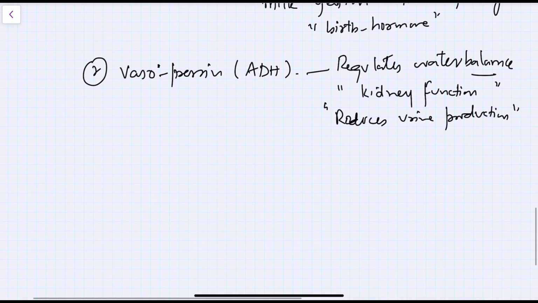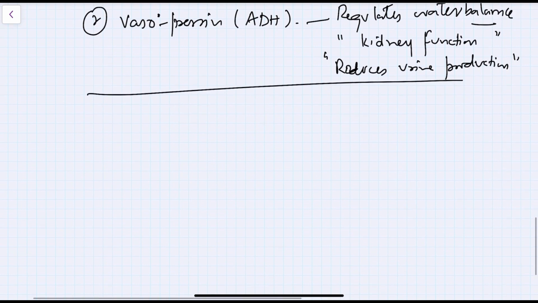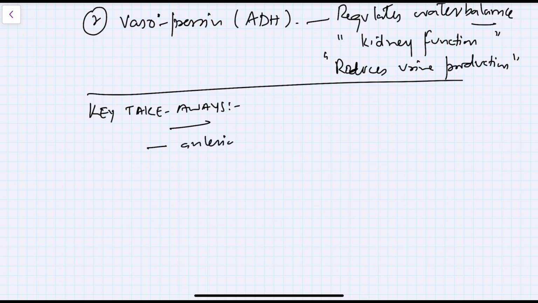Some of the key takeaways from our lecture today: the pituitary is a vital endocrine organ located at the base of the brain, and it has two distinct lobes, the anterior lobe and the posterior lobe. The second key takeaway is that the anterior pituitary produces and releases a variety of hormones, while the posterior pituitary stores hormones.